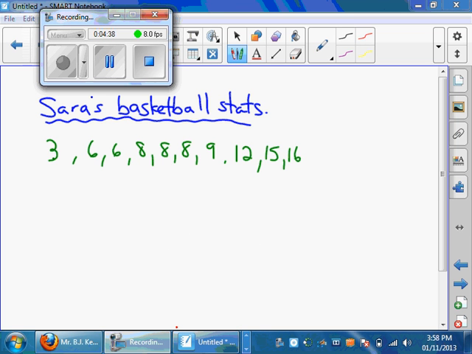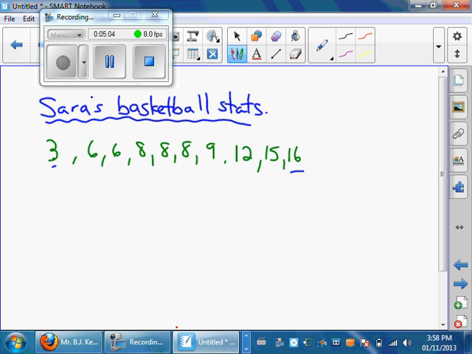All right, one final example just to sum it up. We took a look at Sarah's basketball statistics. These are the number of points that she scored in 10 games. We arranged them from the least amount of points, which in this case was 3, all the way to the highest scoring game that she had, where she lit it up for 16 points. And we listed each of the games in order.